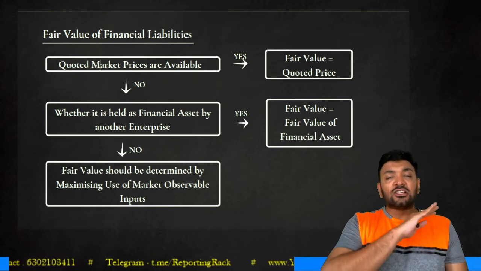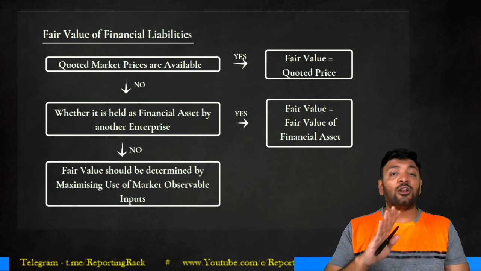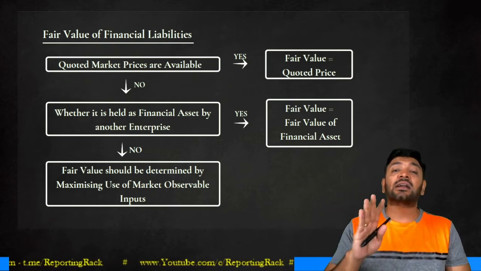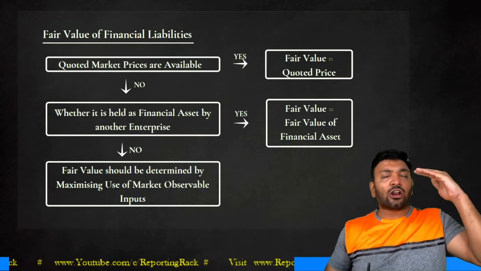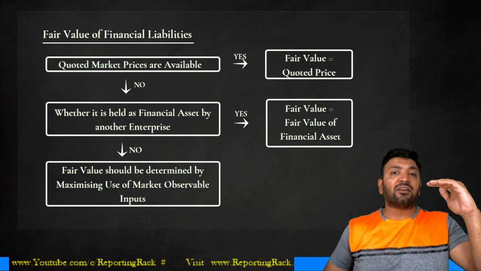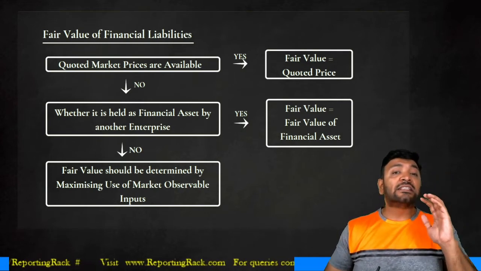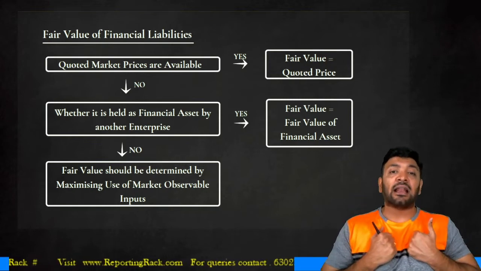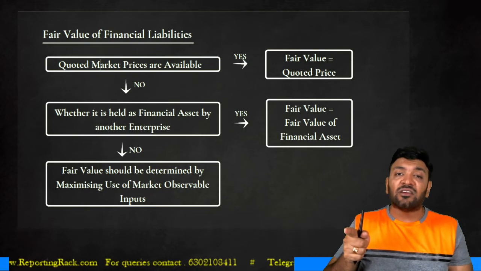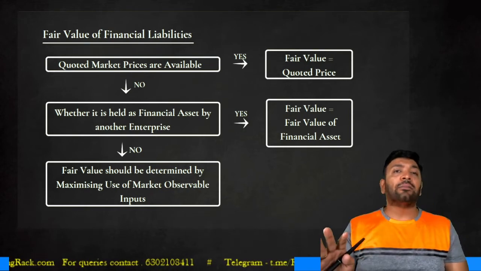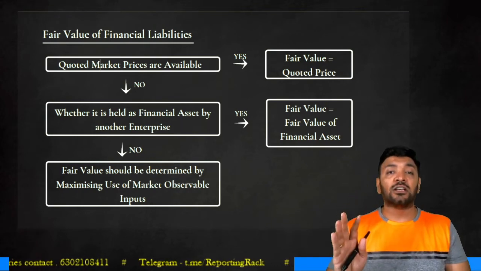Clear? If there is no active market, and it is not held as a financial asset by another enterprise, then in such cases I will determine fair value by maximizing the use of observable inputs from the market and minimizing the use of unobservable inputs. Clear? So I'm saying a three-step hierarchy. First priority goes to the active market. If there is an active market, then determine fair value based on the quoted market price in the active market. If an active market is not available, then I will see whether the financial liability which I have is held as a financial asset by another enterprise. If it is, then the fair value of the financial liability is equal to the fair value of the financial asset. But if I cannot determine it even in this manner, then I will determine fair value by maximizing the use of observable inputs and minimizing the use of unobservable inputs.